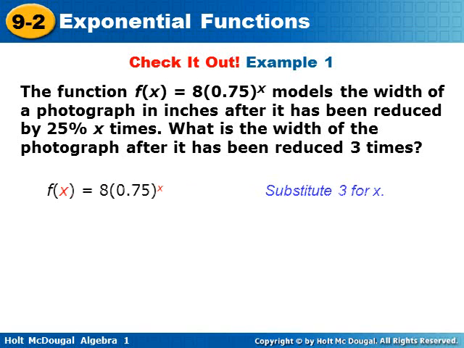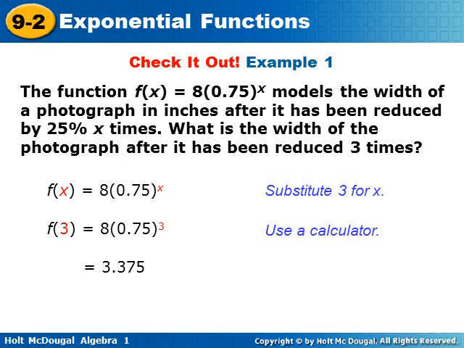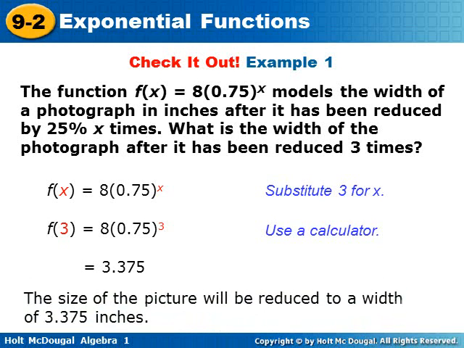So we're going to substitute in 3 for x in the function, and we get f of 3 equals 8 times 0.75 raised to the 3rd power. We're going to use a calculator. We're going to take 0.75 and multiply it by itself 3 times, and then multiply that by 8, and we get 3.375. So the size of the picture will be reduced to a width of 3.375 inches.